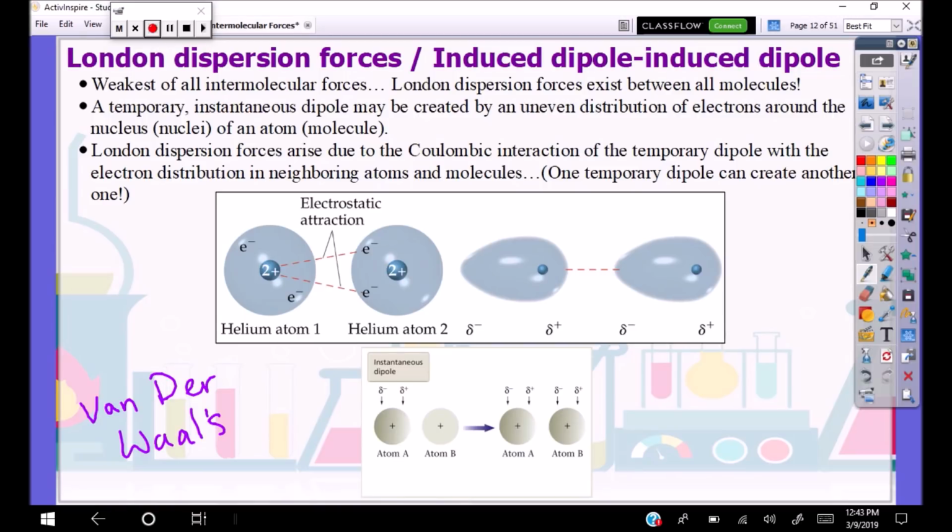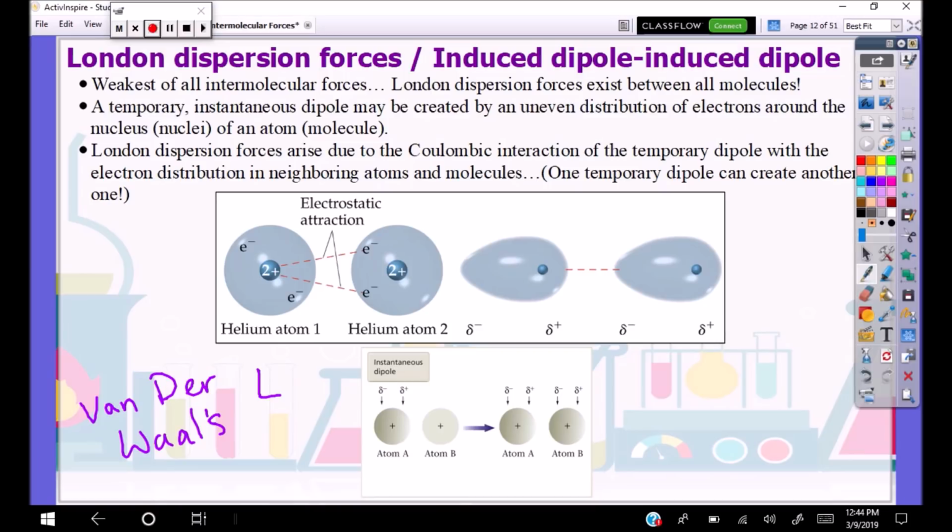This is the weakest intermolecular force, but it exists between all molecules. It's a temporary instantaneous dipole that may be created by the uneven distribution of electrons around the nucleus of the atom. Like I said, if we're thinking about the electron cloud getting close to the electron cloud of another, there's some repulsion there, but there's also still some attraction between the nuclei of one molecule and the electron cloud of another. So they kind of stick together, but they also distort each other at the same time. So that's why we call it induced dipole, or London dispersion.